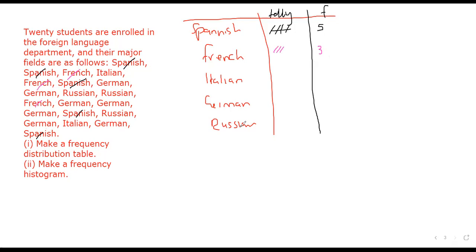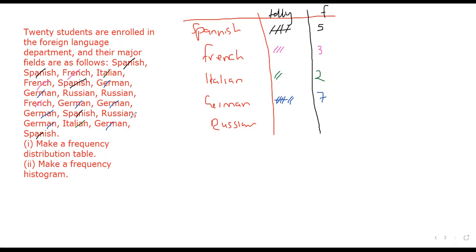Let's go to the other language. What do we have? Italian. 1, 2. We have a 2 there. Let's go to the other one. German. 1, 2, 3, 4, 5, 6, 7. So we have 7.